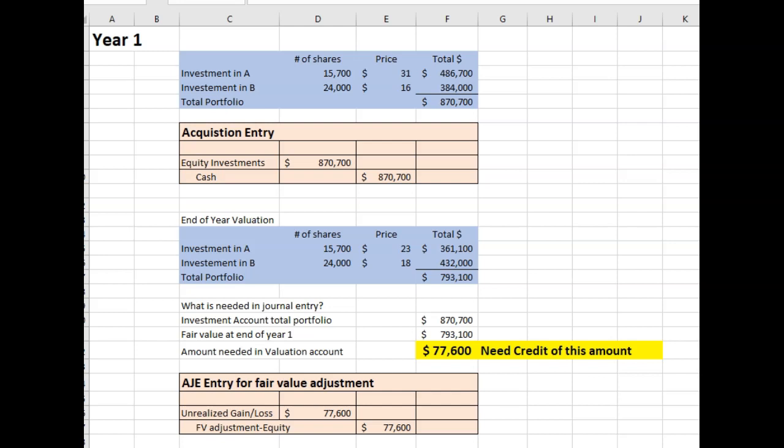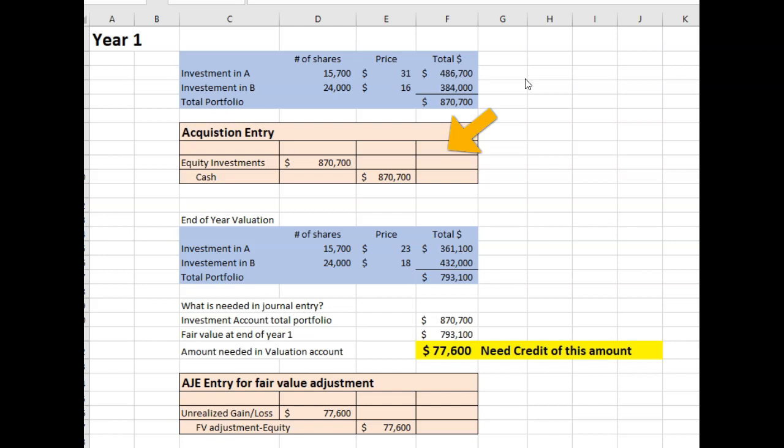Okay, so in year one, the given information I have been provided is I have an investment in A, I have the number of shares and its price, and the investment in B, same information. And so I have the total portfolio, the initial cost of that was $870,700. And so for the acquisition entry, that one's the easiest one of all of these, I'm going to simply debit equity investments, credit cash, of that same amount, $870,700.